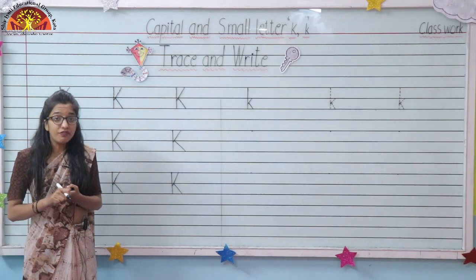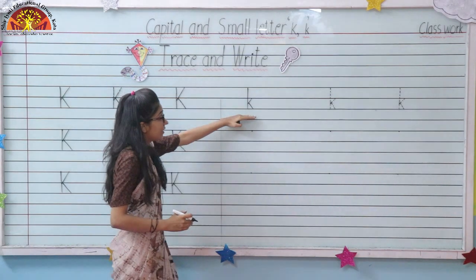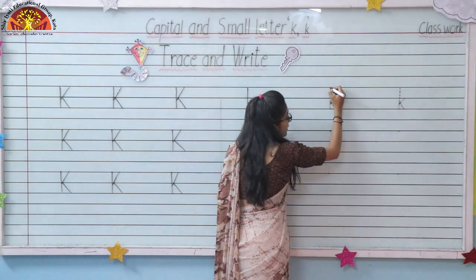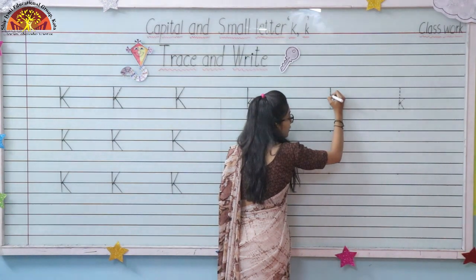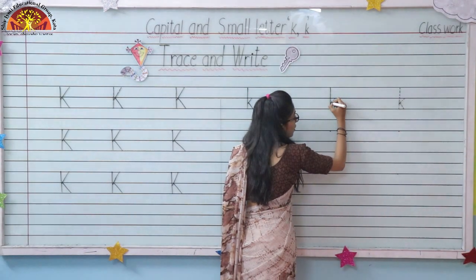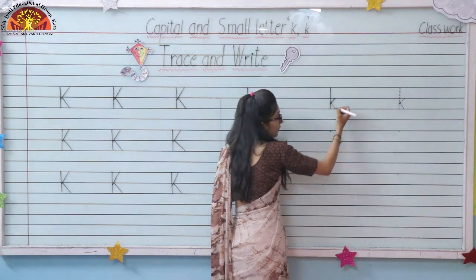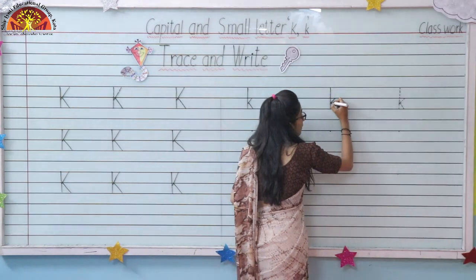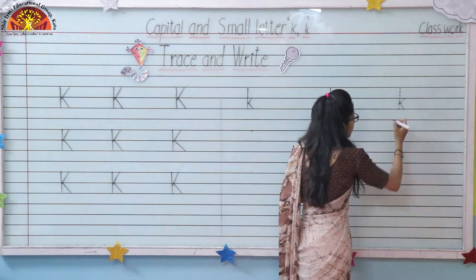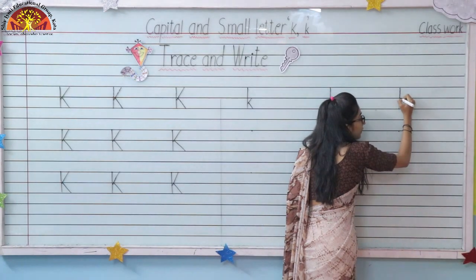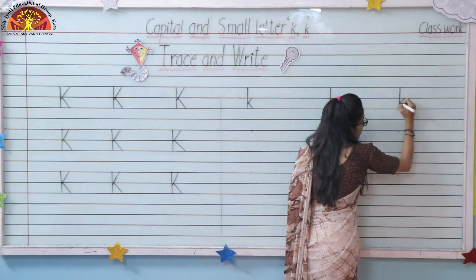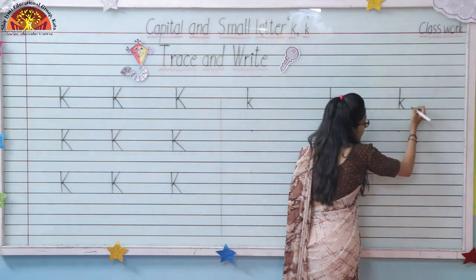Now let's do tracing of small letter K. Kids, this one is small letter K, okay? Put your pencil here, draw a standing line like this. Then from here you have to draw a small slanting line. Then one more slanting line from here. Like this. One more time kids. Standing line. Slanting line. Touch this line. Again slanting line. Touch this line.